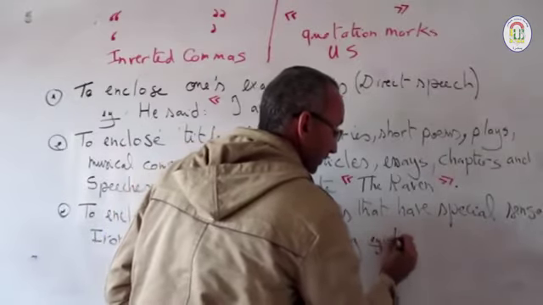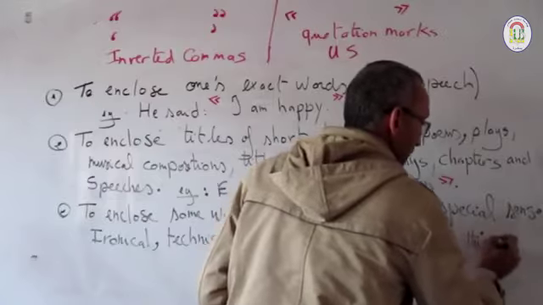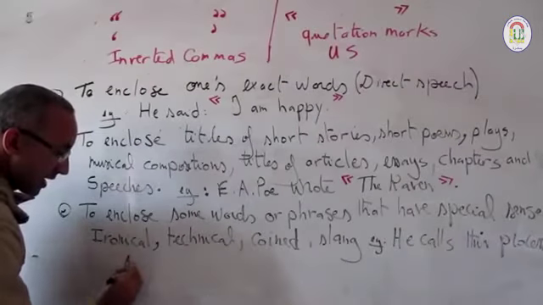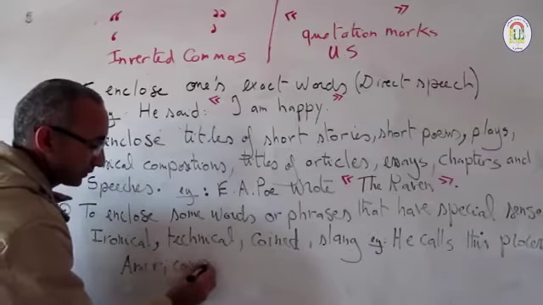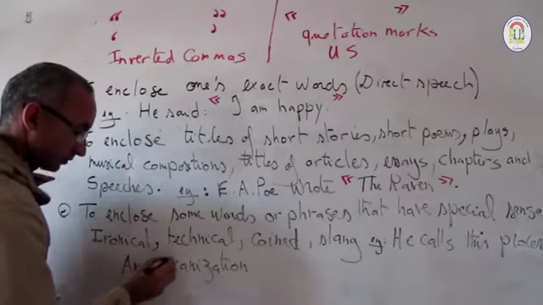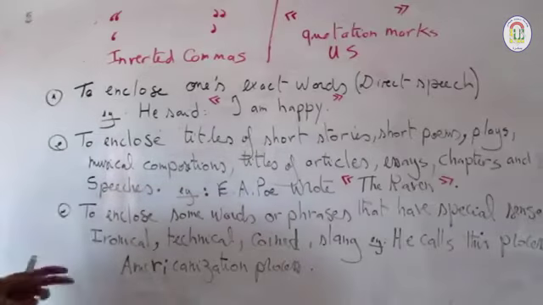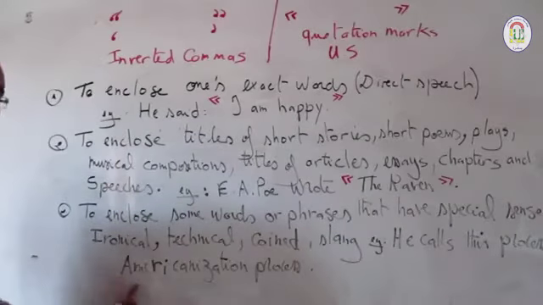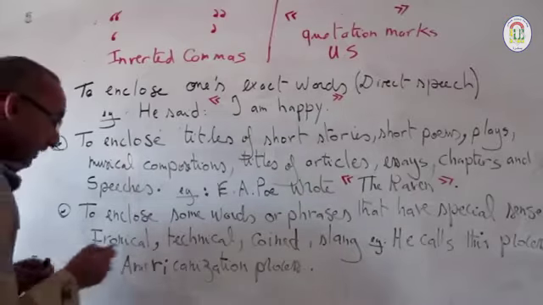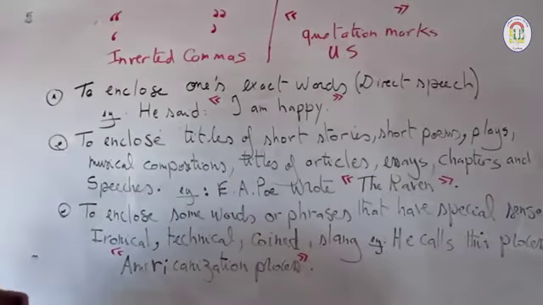For example, I write: He calls this process "Americanization" process. Here this writer wants to show that this phrase is special. It has special sense and meaning, and he wants to emphasize it more than the other words. That's why he places it between two quotation marks, or even two double inverted commas if you want.